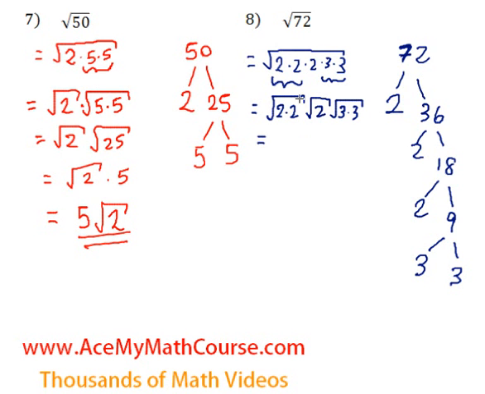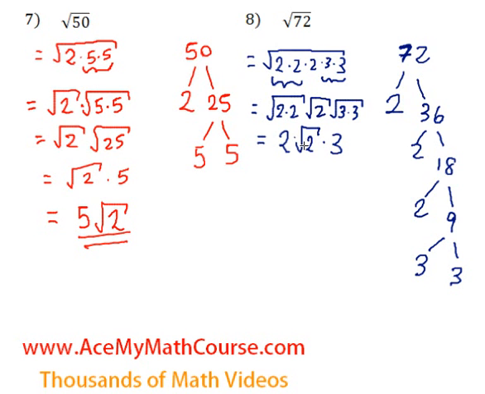And here we have the square root of 2 times 2. 2 times 2 is 4. So the square root of 4 is just 2. This 2 will remain inside the square root. And 3 times 3 is 9. So the square root of 9 is just 3.